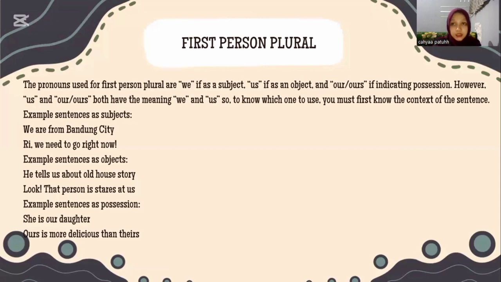Example sentence as subject: We need to go right now. We are from Bandung City. Example sentence as object: It tells us about the old house story. Look, that person stares at us. Example sentence as possession: She is our daughter. And ours is more delicious than theirs.